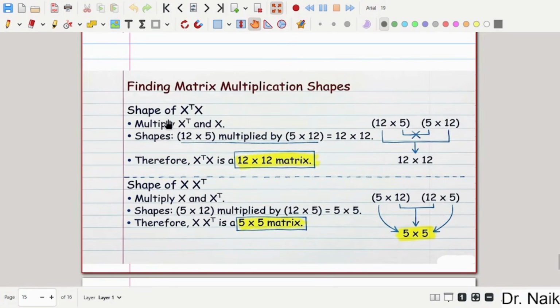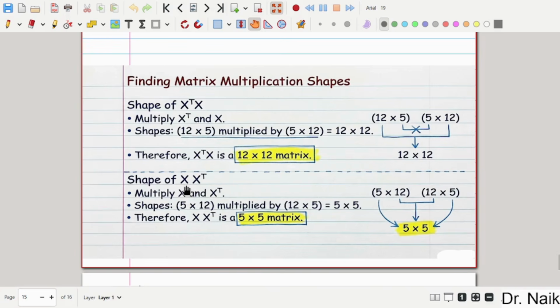Now multiply x transpose and x. So x transpose shape is 12 into 5 and x shape is 5 into 12. So the final answer will be 12 into 12. Therefore our x transpose x is a 12 cross 12 matrix. Now multiply x with x transpose. X shape is 5 into 12 and x transpose is 12 cross 5. So the x into x transpose matrix becomes a 5 cross 5 matrix.